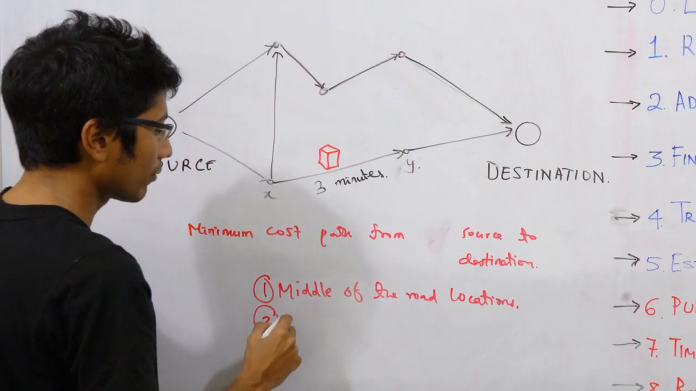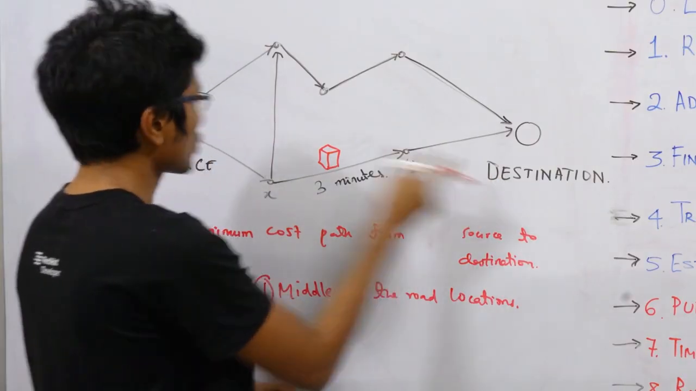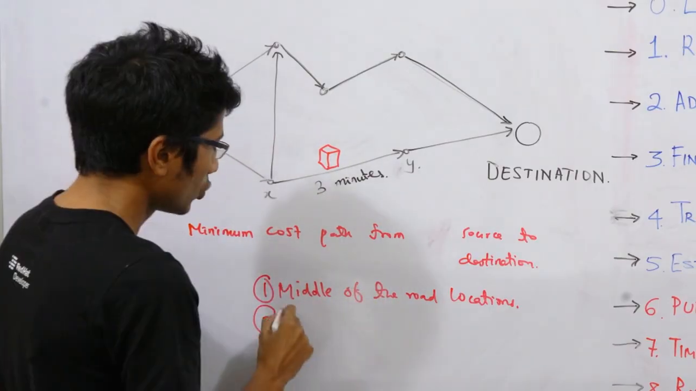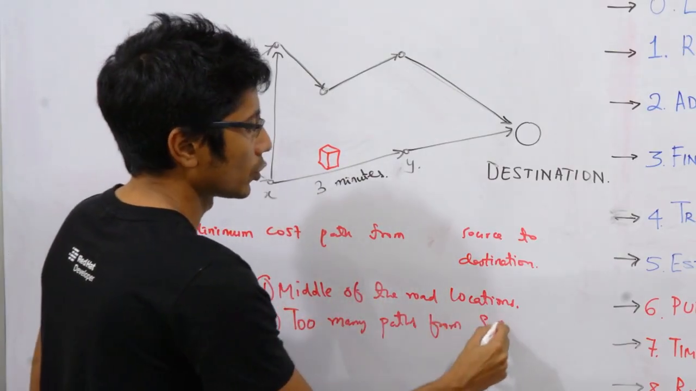And at the same time, you have sources. It's also true for the source, right? Destination, source, both can be in the middle of the road. The second problem is you have too many paths from source to destination.